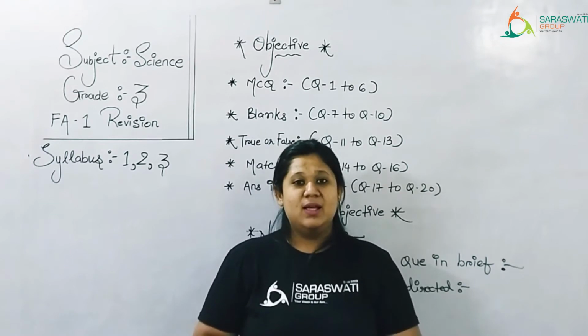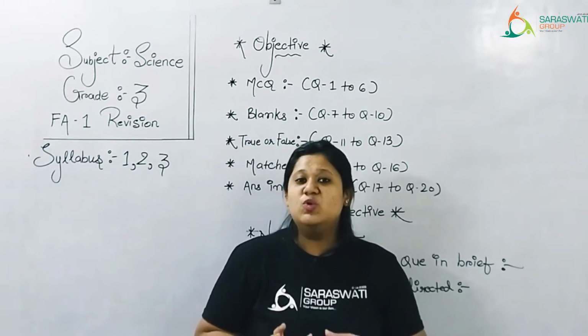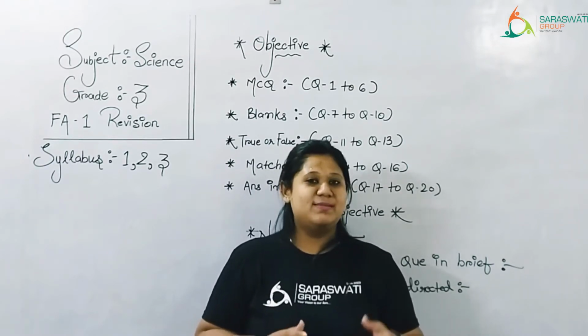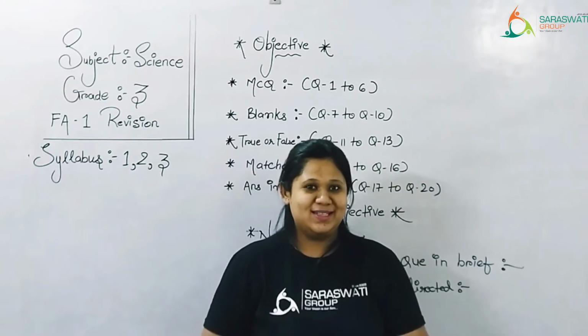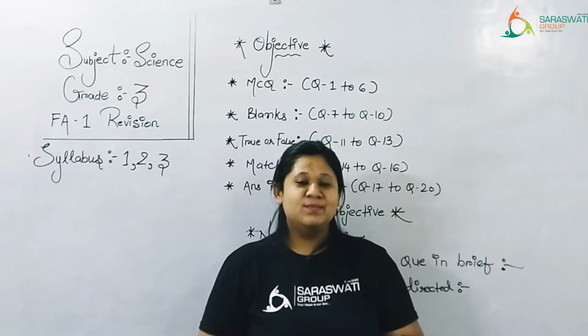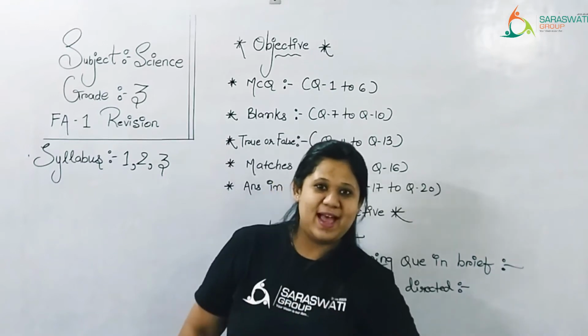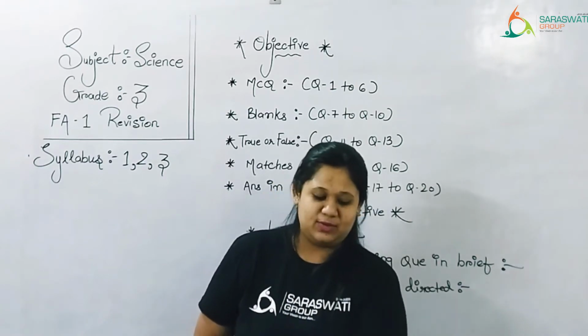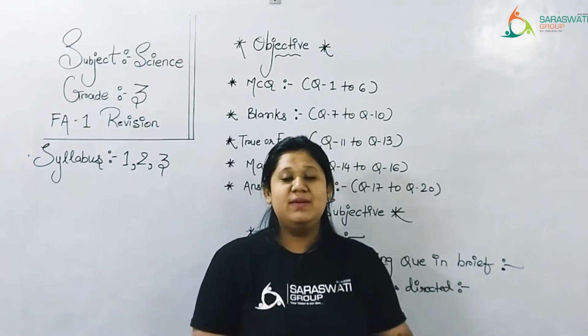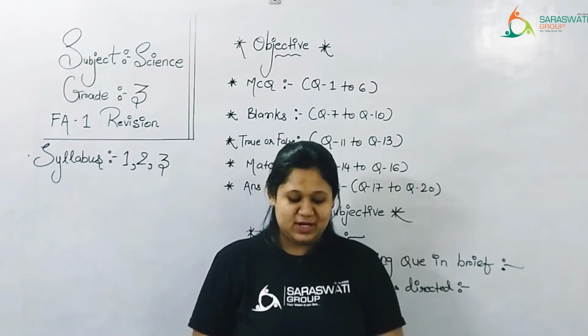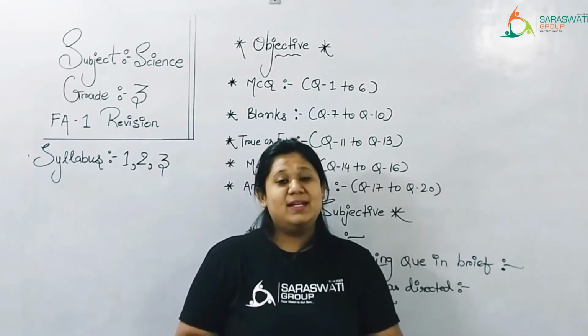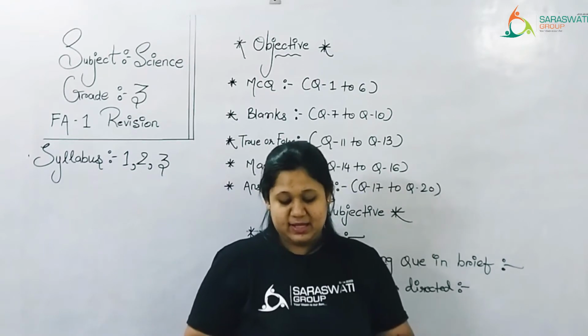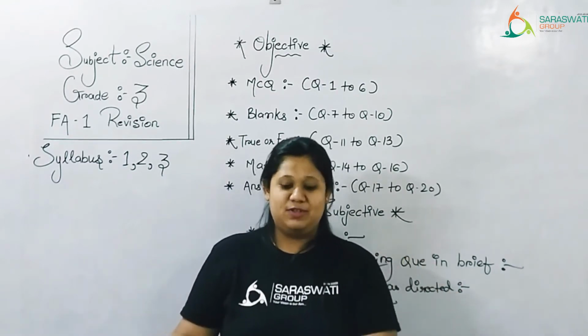So now, kids, I think you want some highlights of chapter number 1, 2 and 3, right? You want? तो फटाफट से देख लेते हैं, okay? Highlights of chapter number 1, 2 and 3. Chapter number 1, living and non-living things, right? In that, there are two types of things, right? The natural things and artificial things.